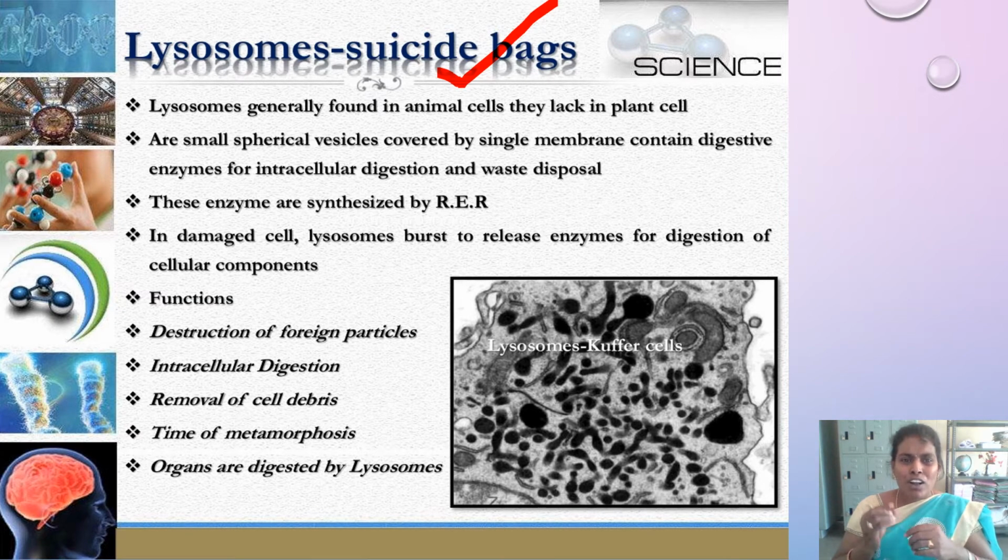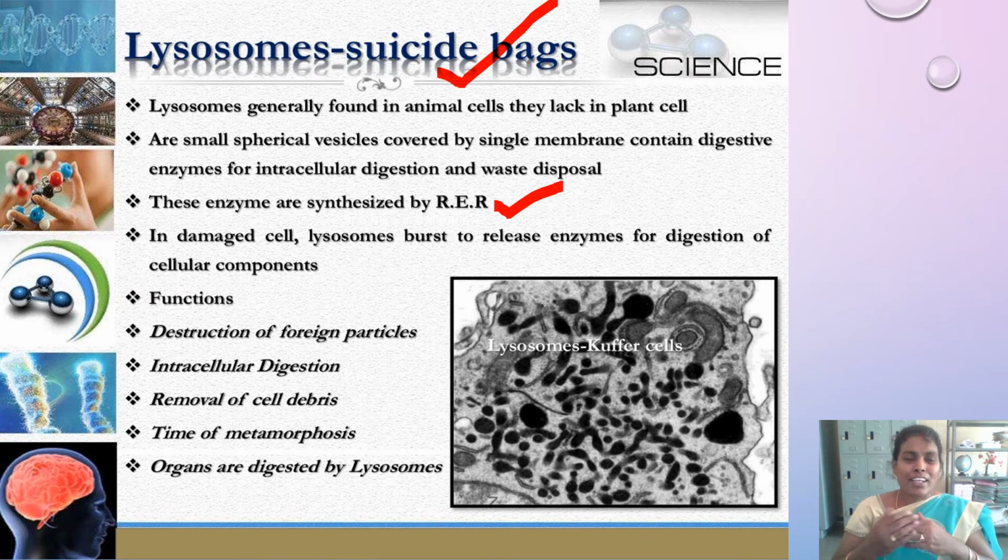They are small spherical vesicles, that means sac-like structures, which are covered by a single membrane. These lysosomes contain strong, powerful digestive enzymes for intracellular digestion. These are the waste disposal cell organelles. The enzymes inside the lysosomes are synthesized by the rough endoplasmic reticulum. Already I told you lysosomes contain powerful digestive enzymes, which are synthesized by the rough endoplasmic reticulum.